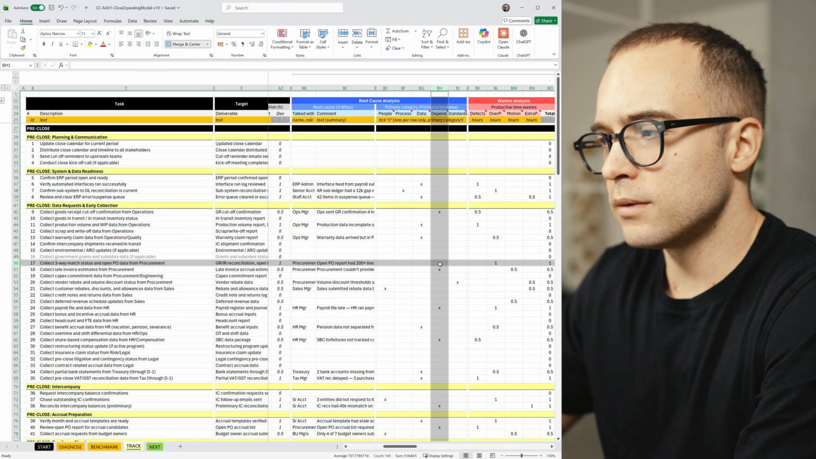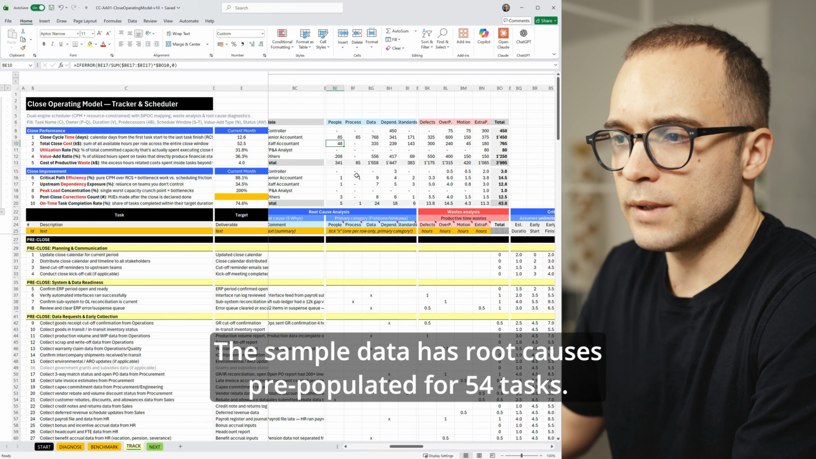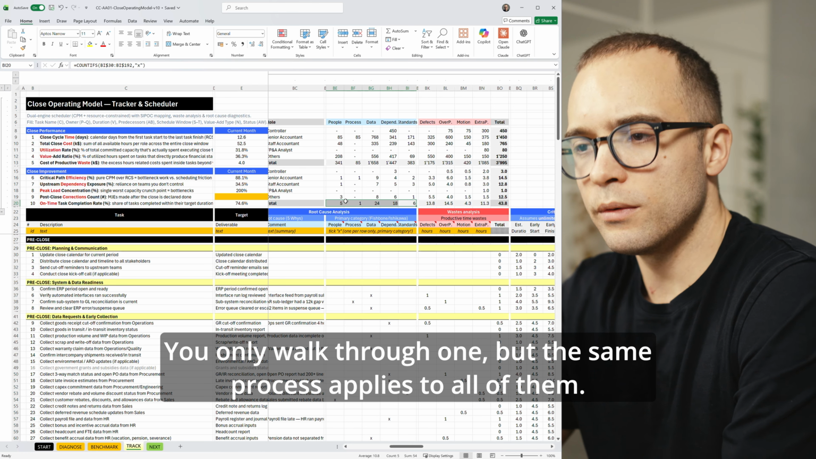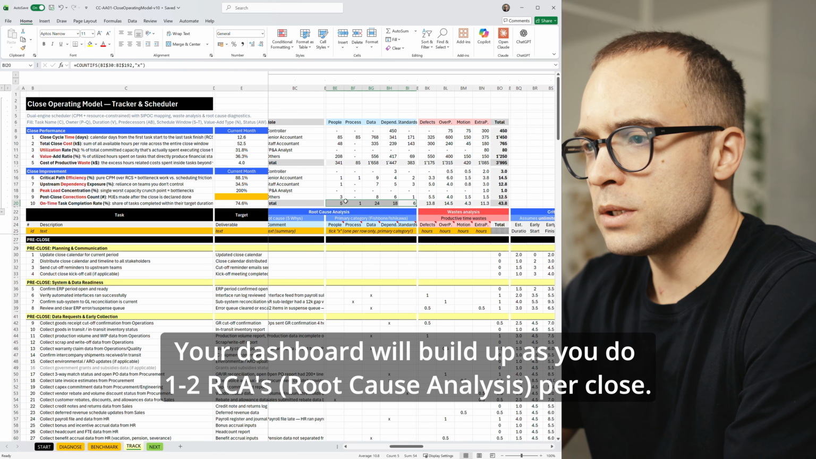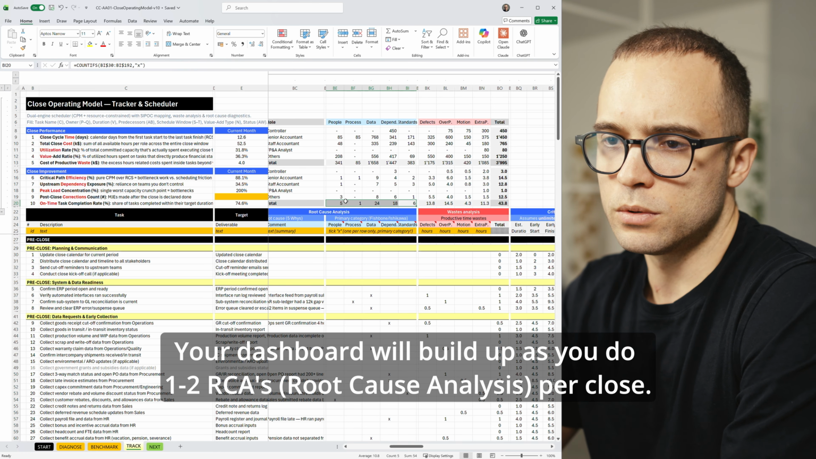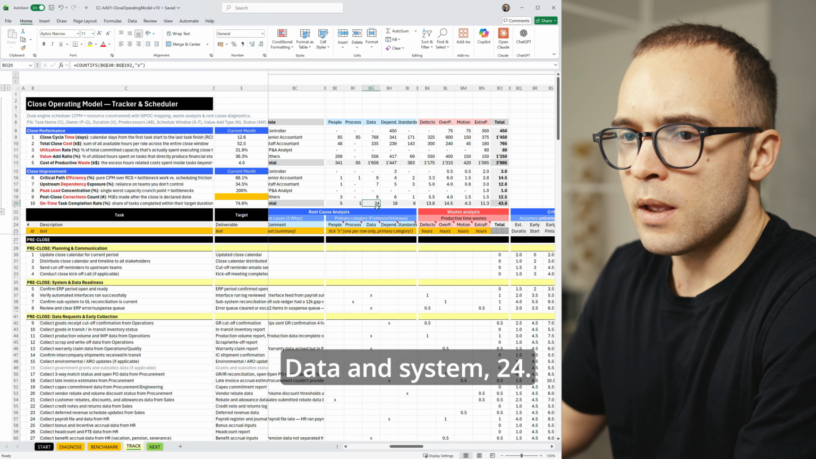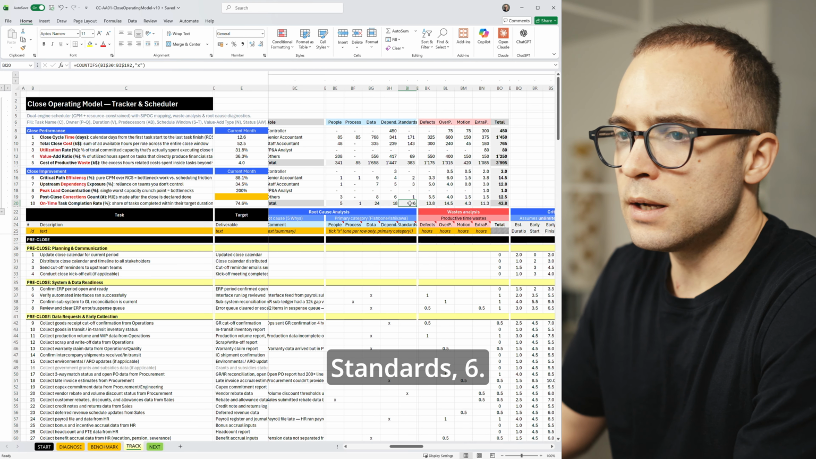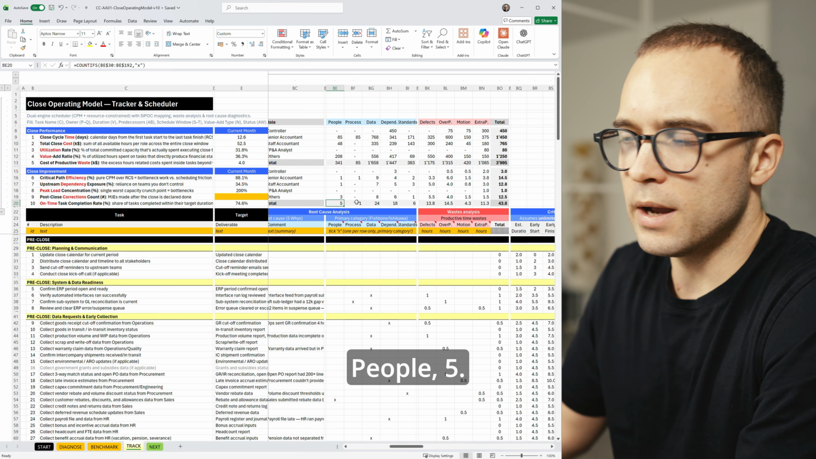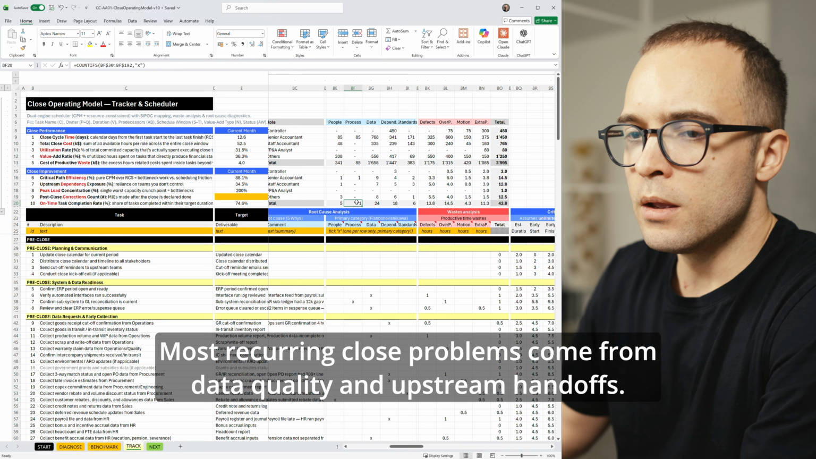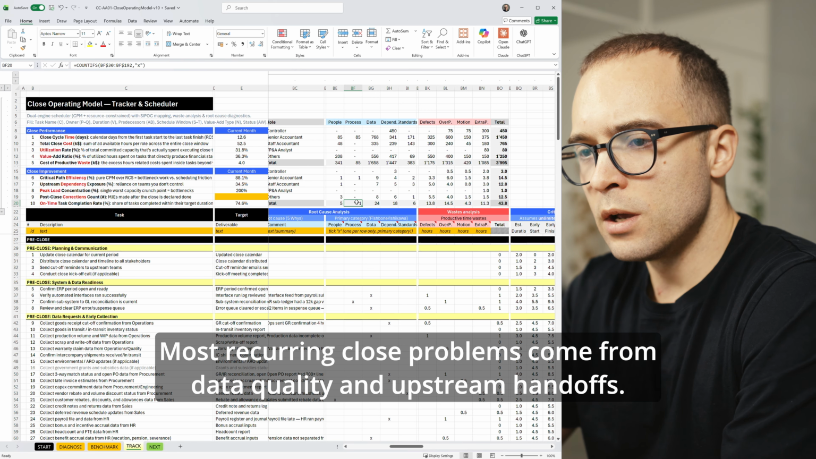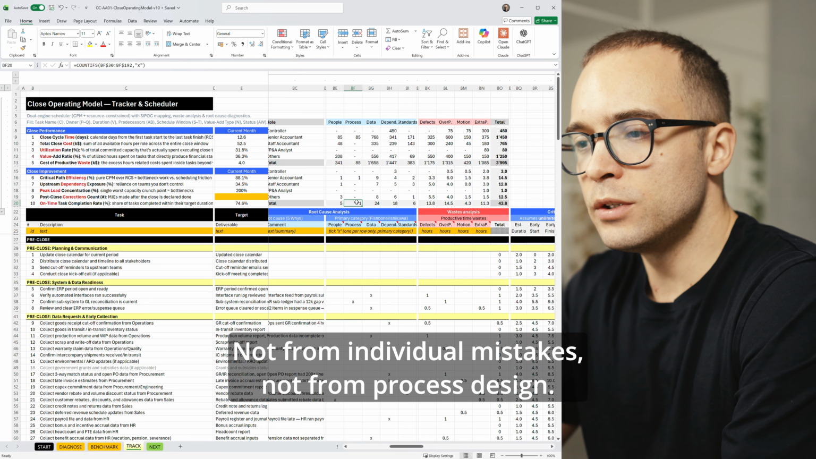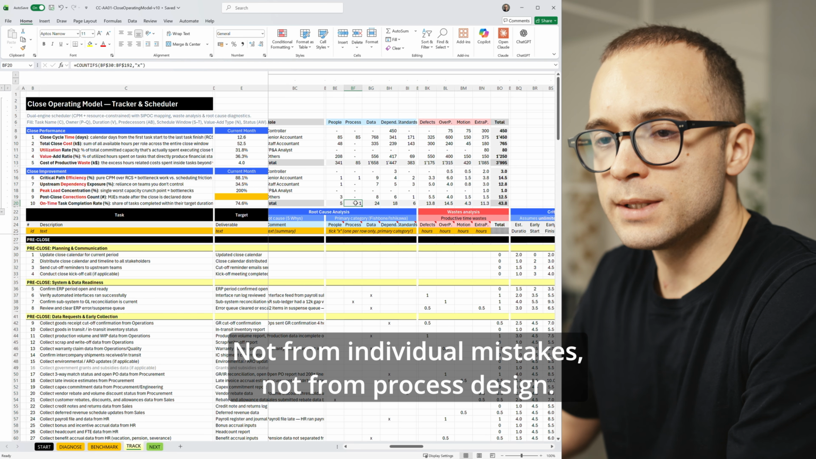The sample data has root causes pre-populated for 54 tasks. You only walk through 1, but the same process applies to all of them. Your dashboard will build up as you do 1 or 2 RCAs per close. Data and system, 24. Upstream dependencies, 18. Standards, 6. People, 5. Process, 1. Most recurring close problems come from data quality and upstream handoffs, not from individual mistakes, not from process design.